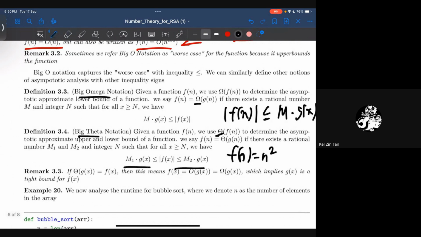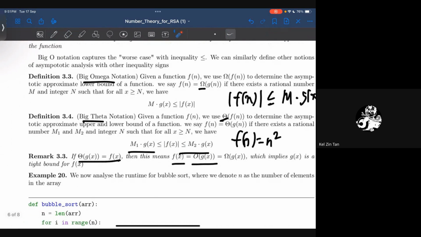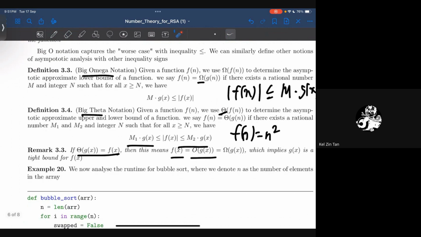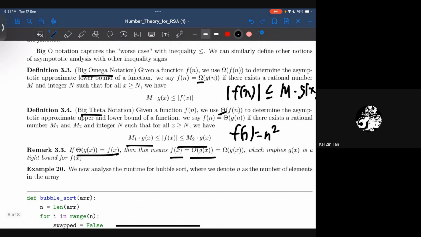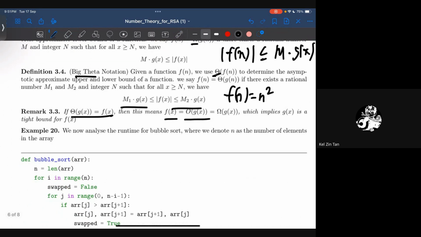So basically, if theta g(x) is equal to f(x), then we have f(x) is equal to omega g(x), which is this part of the bound, and big O g(x), and then big omega g(x), which is the lower part of the bound. So the upper part and the lower part. So sometimes if we see theta, we can just think of it as a tight bound. Okay, a quick example.